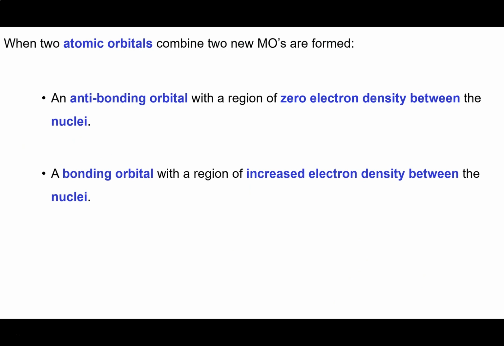So an anti-bonding orbital results with a region of zero electron density between the two atoms, whereas a bonding orbital results with a region of increased electron density between the two atoms.